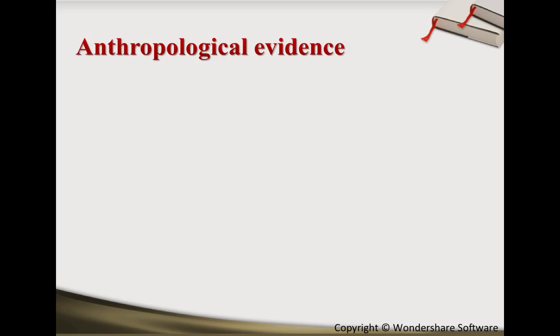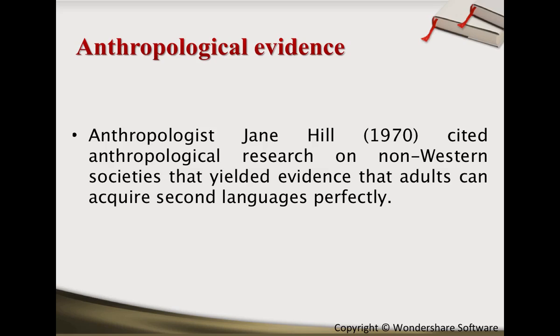Okay, the last element, which is anthropological evidence. Here anthropologist Jane Hill, 1970, cited anthropological research on non-Western societies that yielded evidence that adults can acquire a second language perfectly. And in these communities, at least 2 dozen languages were spoken, and they were exogamous units. That is to say, as Sophia mentioned in a previous presentation, they marry outside the group just to acquire another language. And this anthropologist made a study on those people, and he found.